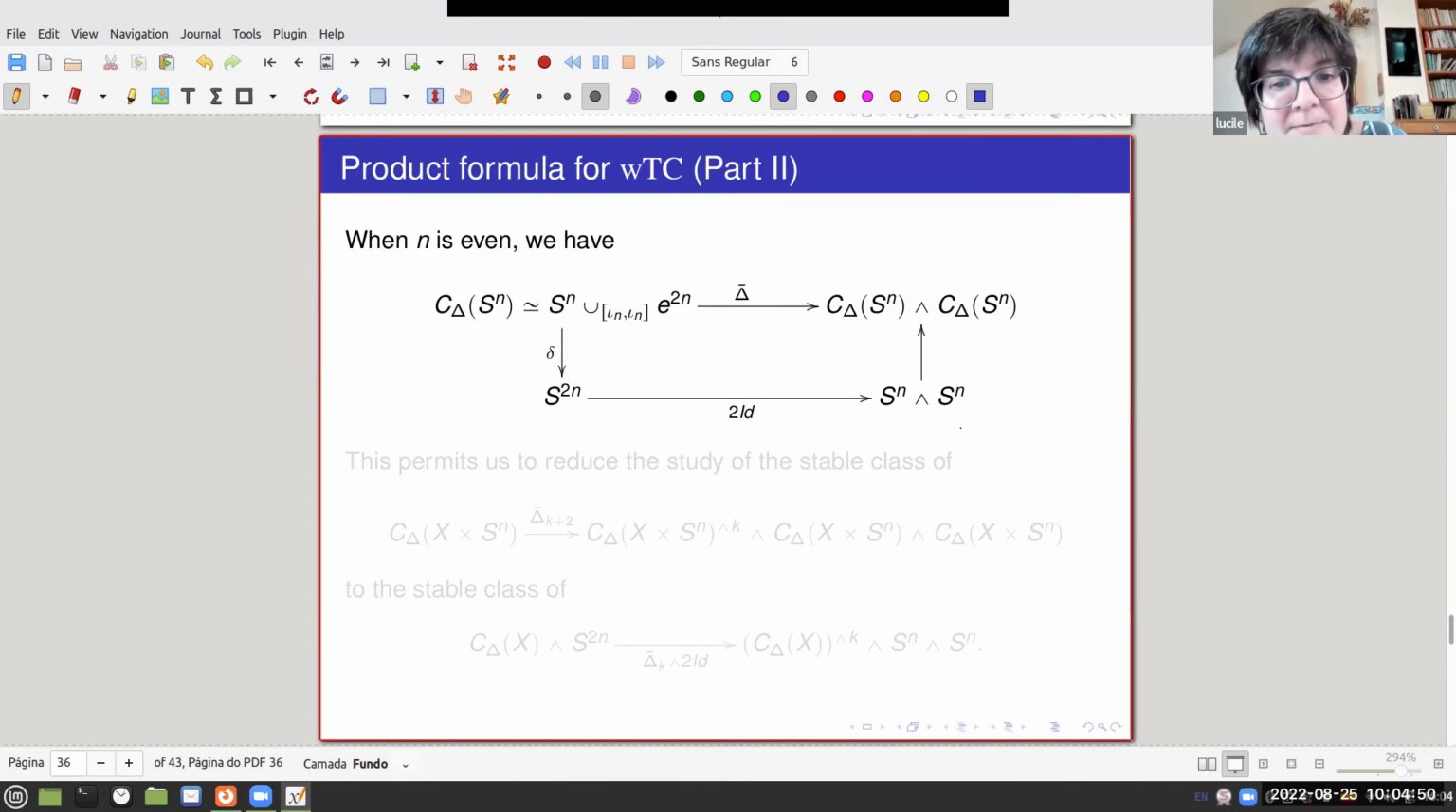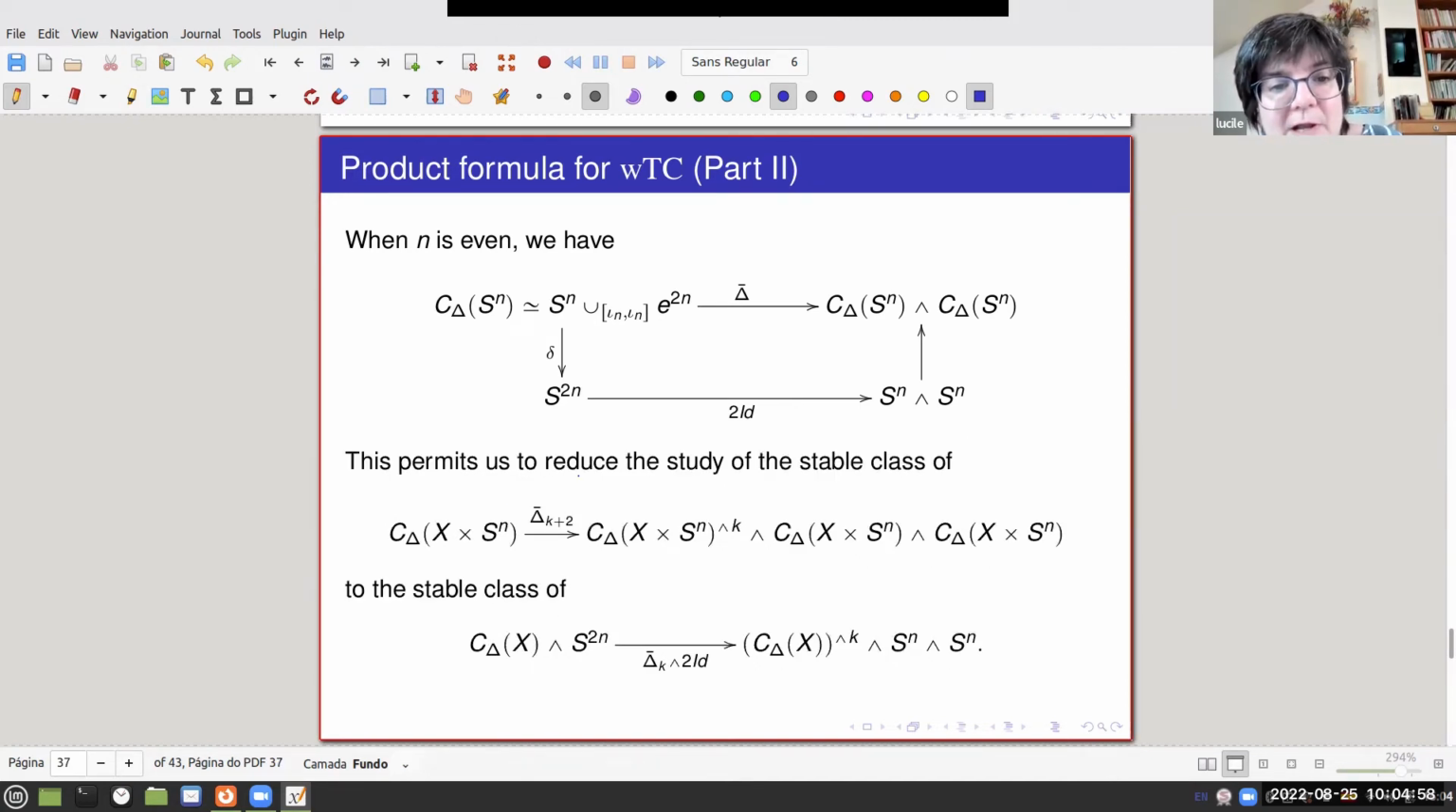Okay? And then analyzing the even case, in this case we would like to analyze the k plus 2 diagonal, reduced diagonal map. So we will have one more factor, and we will project, as before, the k first factors on X and the two last factors on C delta of Sn, okay?